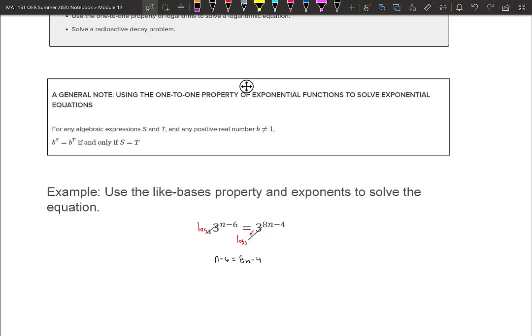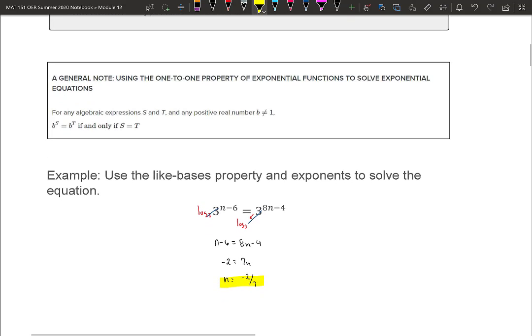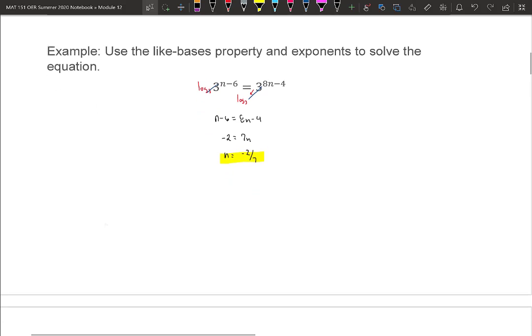Okay. And then we can solve. So if I move over that n and move over that 4, I'll end up with negative 2 is equal to 7n, or n is equal to negative 2 over 7. Now, with exponentials, there are no restrictions on your exponents, so n can be anything in this case. And in any exponential equation, you usually are not restricted, but it's always good to check your solutions just to make sure.